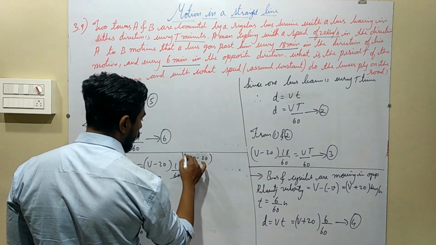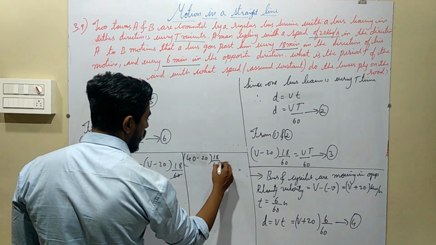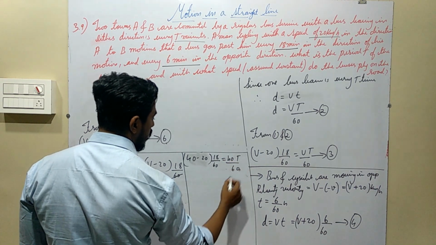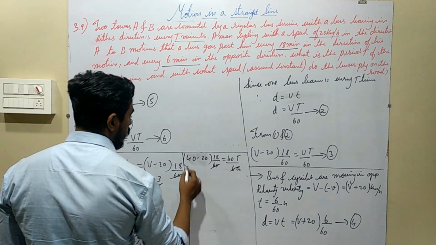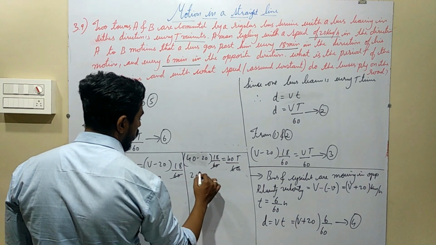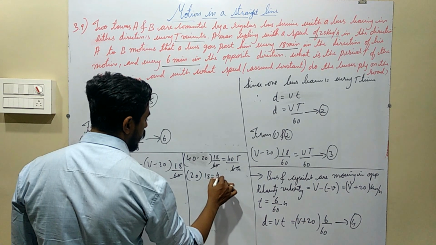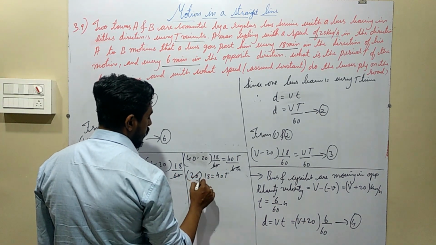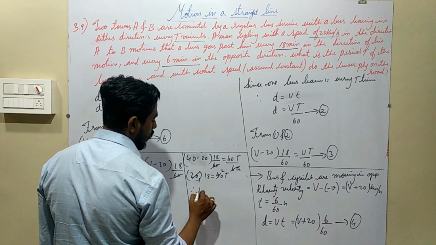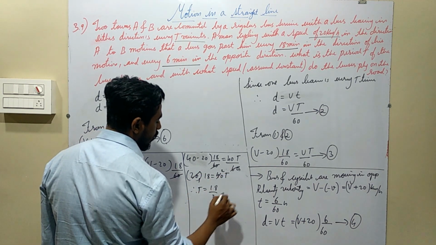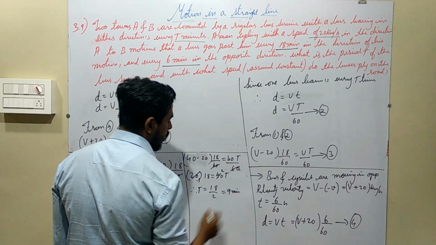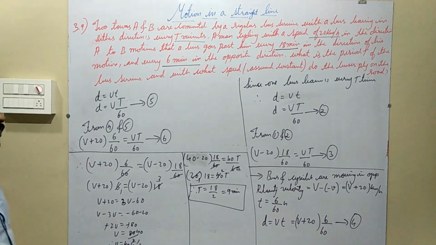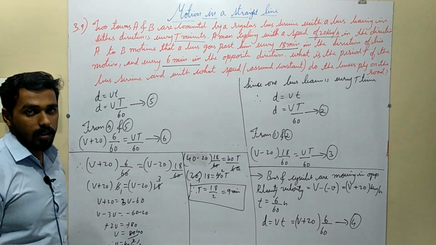40 minus 20, 18 by 60 is equal to 40t divided by 60. 60 cancels. This will be 20 into 18 is equal to 40t. Fine. Next, here twos are 2, twos are 18. Therefore t is equal to 18 by 2, nothing but 9 minutes. This is the time required. And this is the velocity.